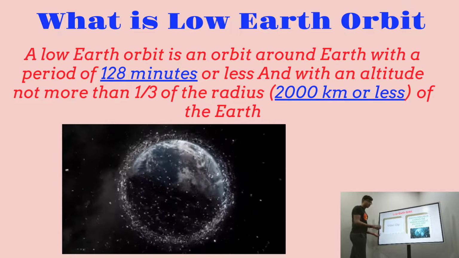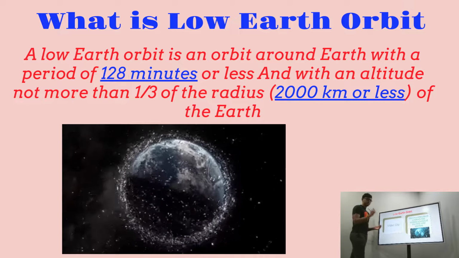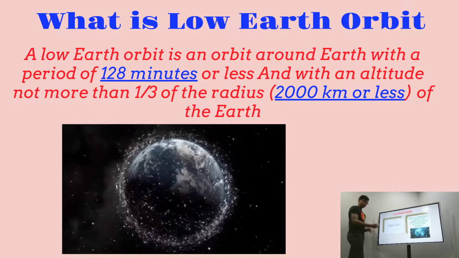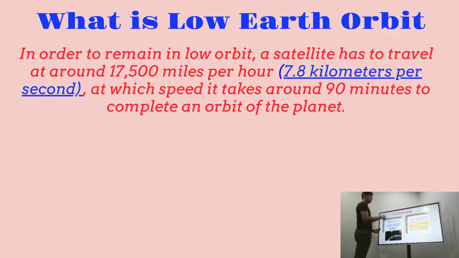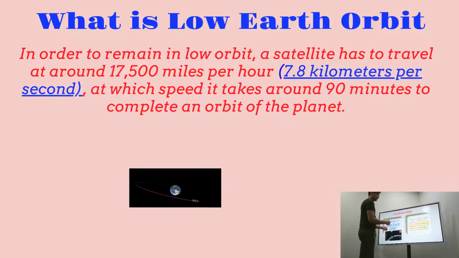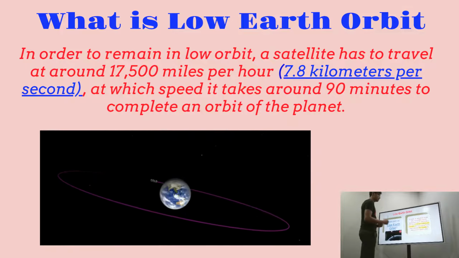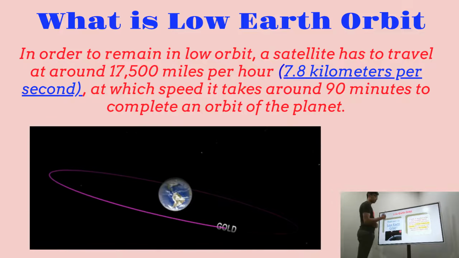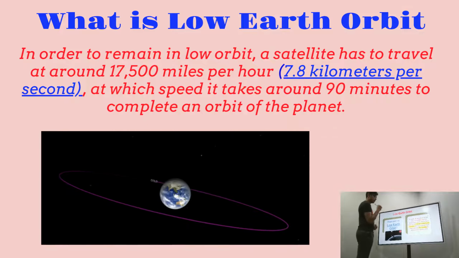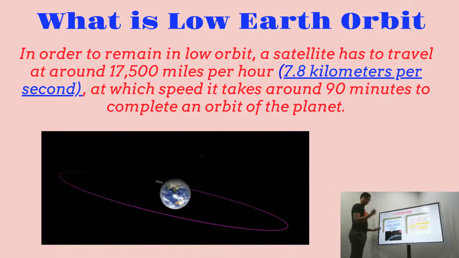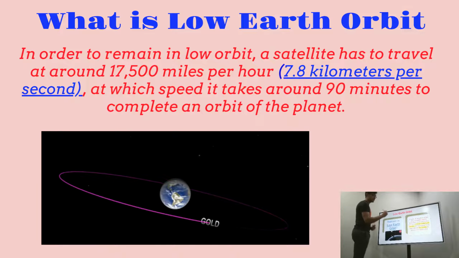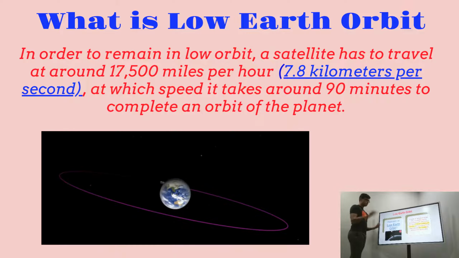As we explained in the last slide, all of those little blue dots that you saw around the Earth are all the satellites and they're all orbiting the Earth in a low orbit. Now let's talk about how you can remain in a low Earth orbit. In order to remain in a low Earth orbit, a satellite has to travel around 17,500 miles per hour, which is basically just 7.8 kilometers per second. At this speed, it will take around 90 minutes for a complete Earth orbit. So in order to remain inside of the low Earth orbit, you're going to have to at least travel at 7.8 kilometers per second, and it'll usually take about 90 minutes to complete a full orbit. So that is how you can remain in a low Earth orbit.